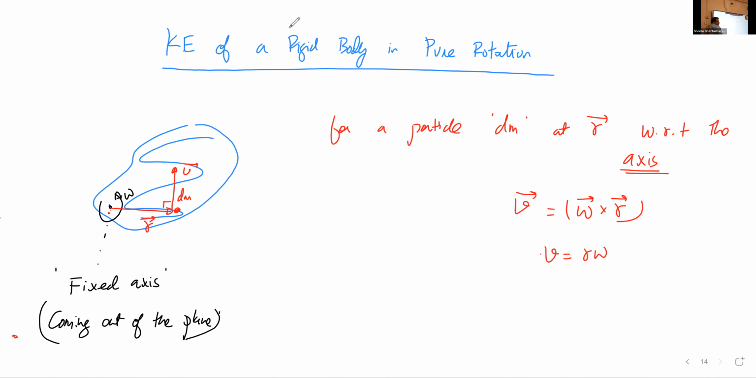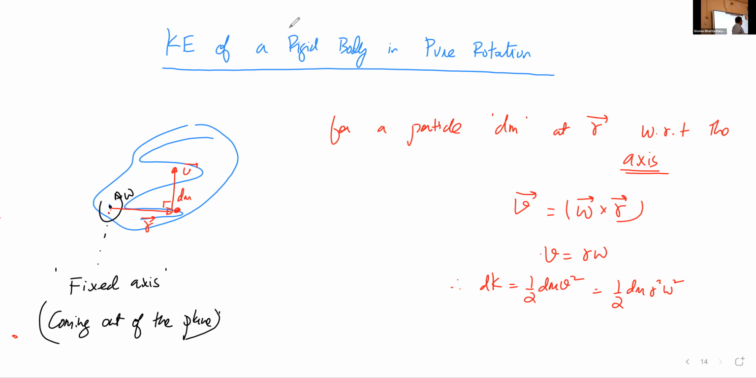So what will its instantaneous velocity be? Omega cross r, so its speed will be r omega in magnitude. What about the particle's kinetic energy? It is half dm into r square omega square. Now how will we express the kinetic energy of the entire rigid body? We have to just integrate that kinetic energy over all the particles. So the total kinetic energy of that rigid body will come by integrating this over all the particles.